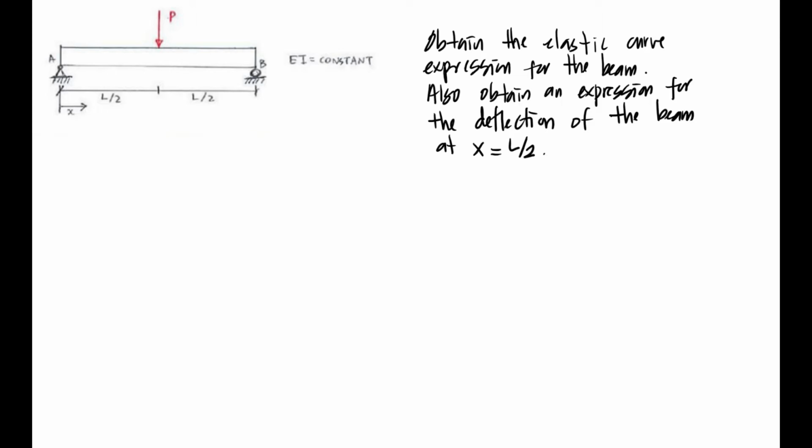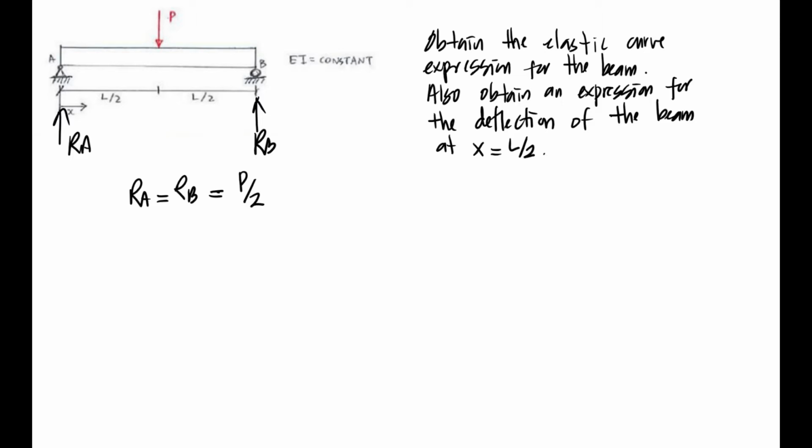Okay, so the beam is a symmetrical, simply supported beam. We need to find the reactions first, RA and RB. As I mentioned before, it's a simply supported beam, it's symmetrical. So therefore, RA is equal to RB equal to P over 2. Okay, so the next one, we want to obtain the elastic curve expression.